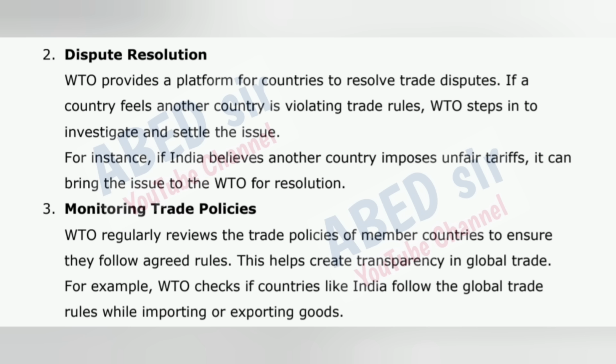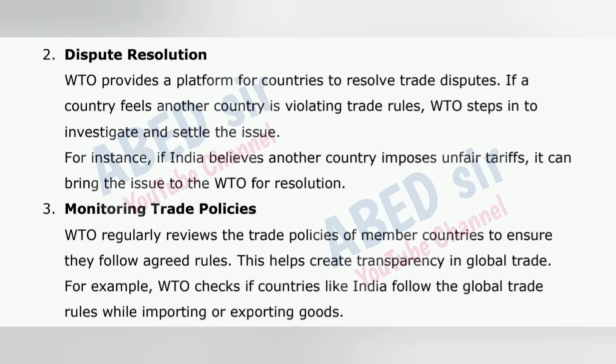WTO provides a platform for countries to resolve trade disputes. If a country feels another country is violating trade rules, WTO steps in to investigate and settle the issue. For instance, if India believes another country imposes unfair tariffs, it can bring the issue to the WTO for resolution.